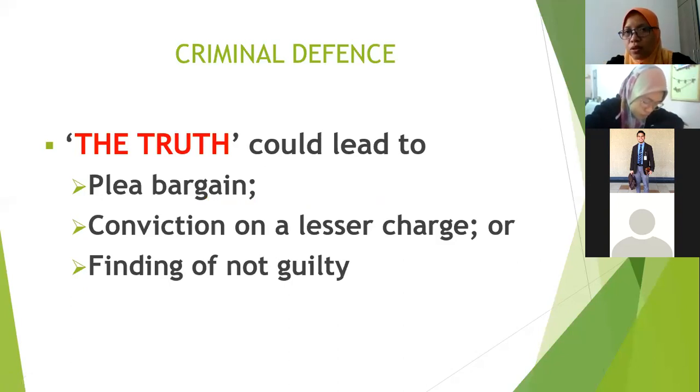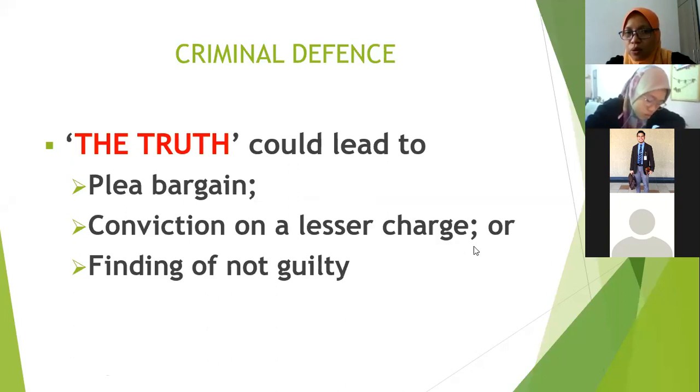So you have to know the reason why he or she did that. Okay. Plea bargain? Dah belajar dah plea bargain? Ke lepas ni belajar dengan Datuk Rosli? 172. C. Kan? Section 172. Okay. Conviction on a lesser charge.